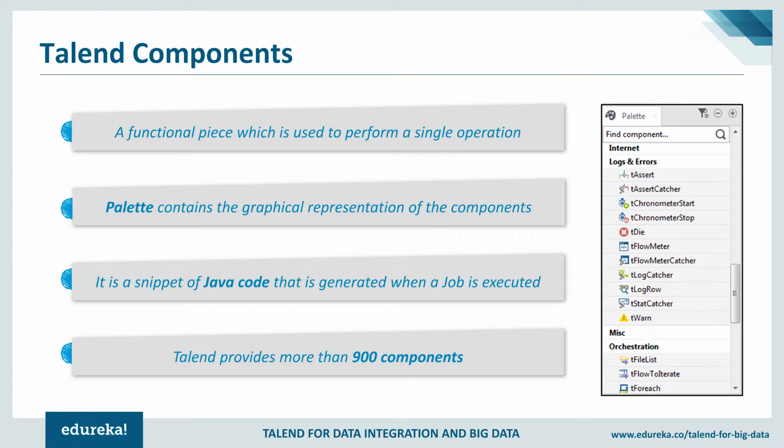And where do you find the components? The palette is a place in Talend. There is a window called the palette window, as you see in this slide. In this window, we'll be able to find all the components, which are organized into groups. Again, it is a snippet of Java code that is generated when the job is executed. Talend provides you more than 900 components in Talend DI, and in Talend big data you will have big data components as well. All these standard components are widely used, and we'll be taking the most required ones, as I mentioned: file components, processing components, and database components.